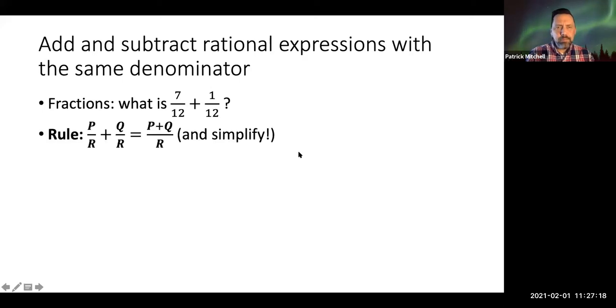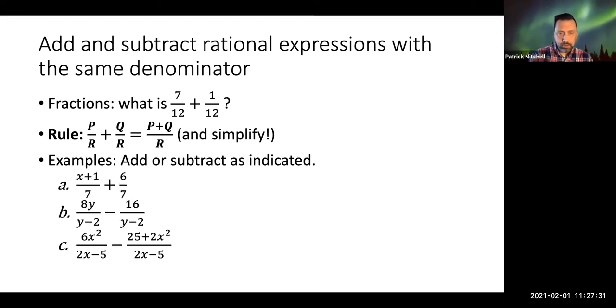Okay, so that's the way it's going to work when you throw x's and y's into the mix. So the rule is just keep the denominator and add or subtract your numerators. So here are the three examples. So let's go back to the tablet and we will take care of these.